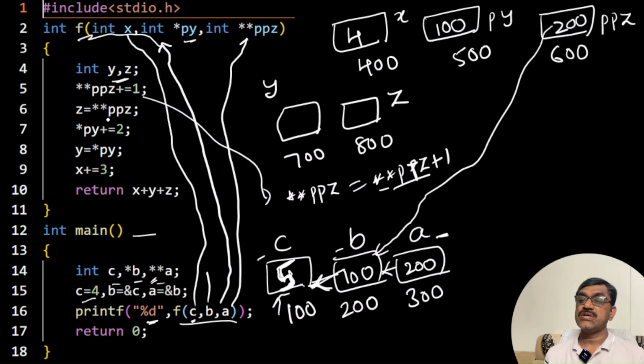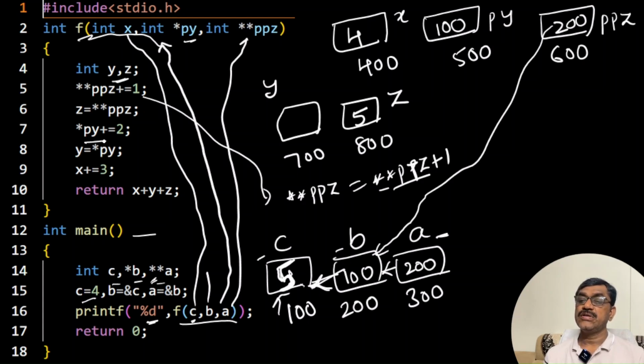Next, Z = **ppz. This is Z equals **ppz. ppz means 200, star 200 means 100, star 100 means 5. So now the Z value also becomes 5.